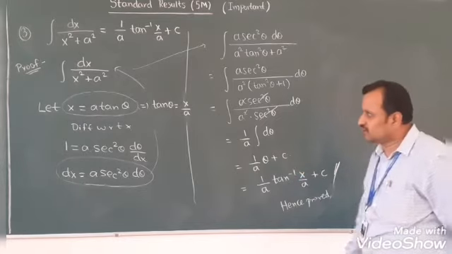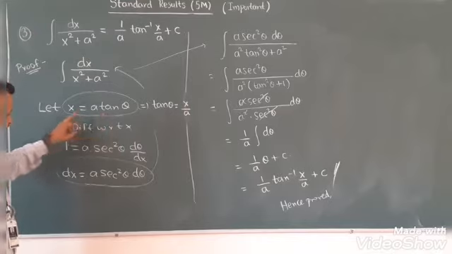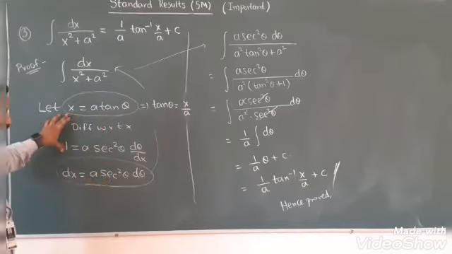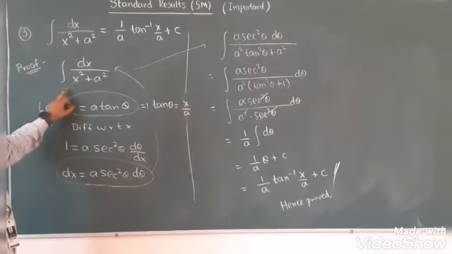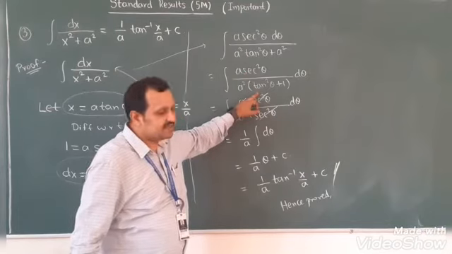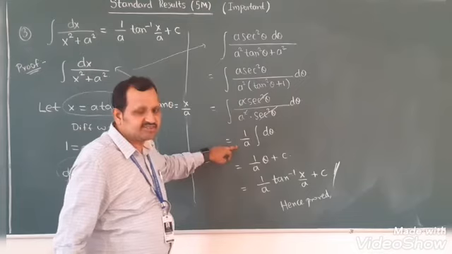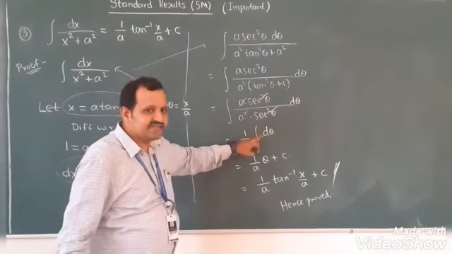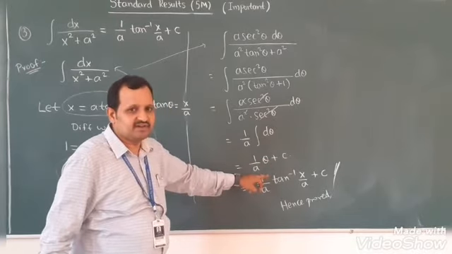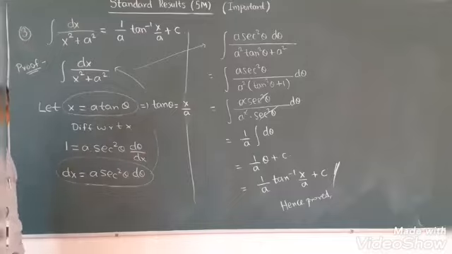So let us see the proof once again. Very simple. Put x is equal to a tan theta, dx is equal to a secant square theta d theta. Put both the values in the given result. You can see here secant square theta cancels, one a cancels. 1 by a is constant, it will come outside. Integral of d theta is theta, and theta is nothing but tan inverse x by a plus c. I hope the solution is clear.